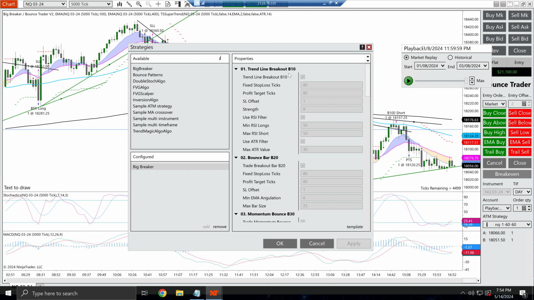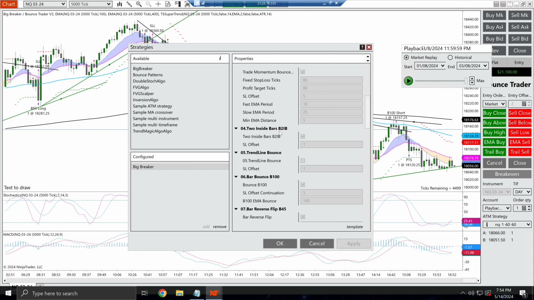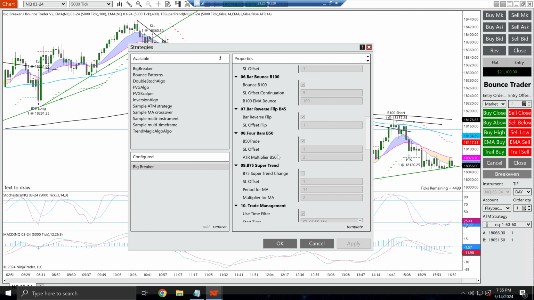So B10 is a breakout line, you know, B20, B30, B2 inside bars. Trendline bounce, I'm not trading it. It's still in development. I haven't figured out what's the consistent way of bounce from the trend line. We have a B100. It's a bounce from EMA 100. We have B45, B50, and super trend.